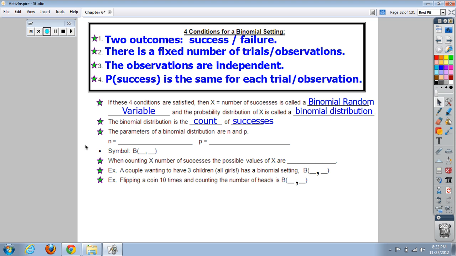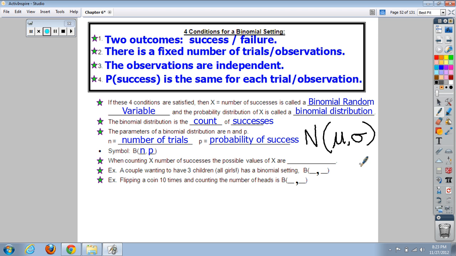The parameters or variables involved here will be n and p. And n is going to represent the number of trials. How many times are you going to do something? And p will represent the probability of success. Okay, and in the three examples we talked about on the previous page, the probability of success was always 50%. But again, I said it's not always going to be 50%. Now, a shortcut way of writing a binomial distribution, just like we said we could write the normal distribution like this, where the capital N stood for normal, with a mean mu and standard deviation sigma.